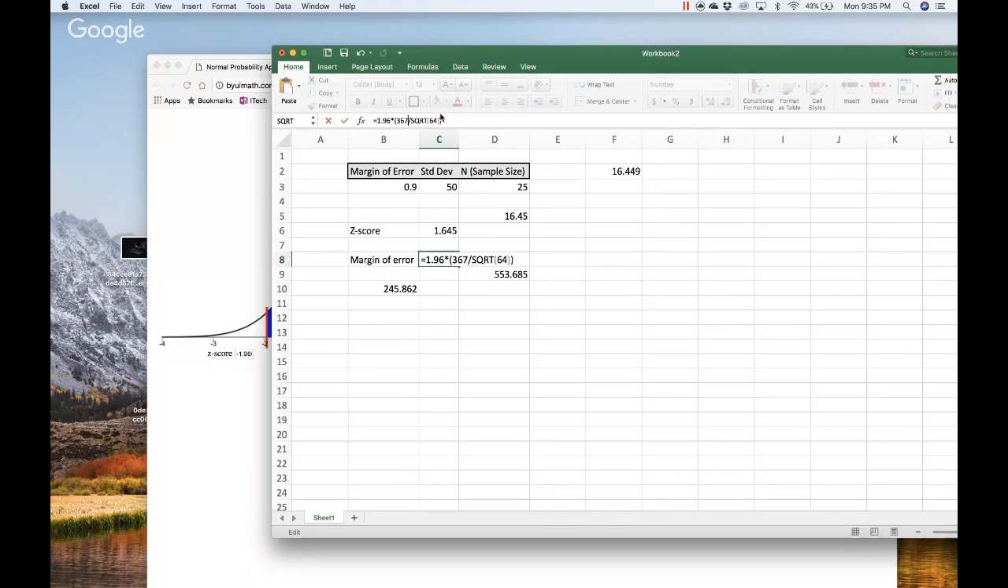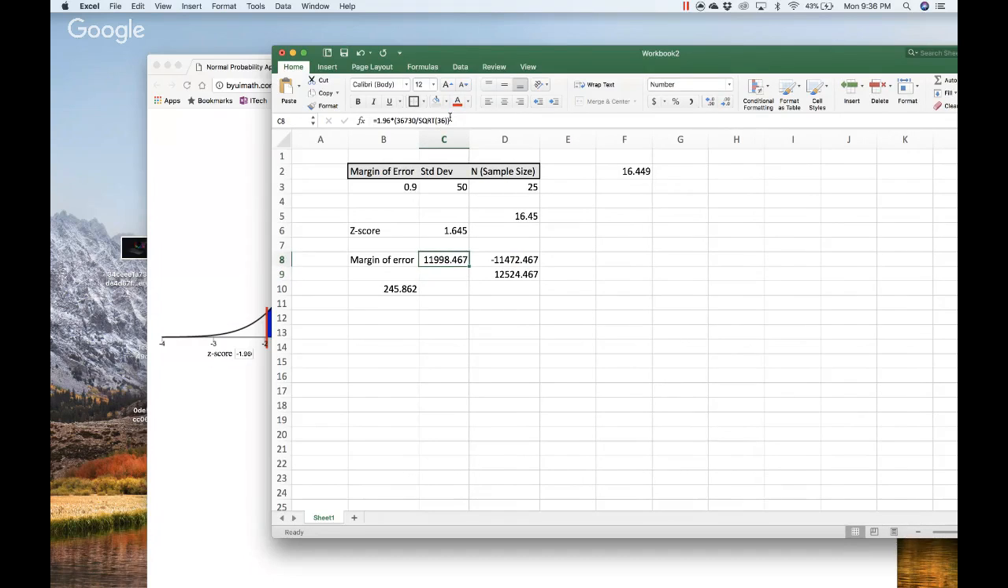36,730 over the square root of 36. So I got 11,998. Yeah, 11,998, but that's just the margin of error. Margin of error, yes. But they're asking the lower limit, so we have to take that away from 100 grand. So $88,001.53. Isn't it 111?